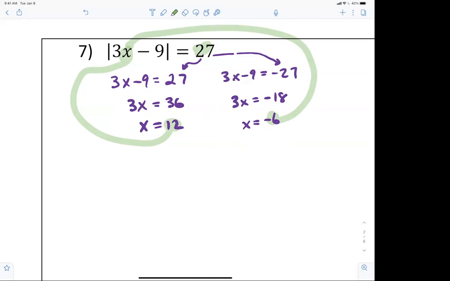Right? So if you don't believe me, all you do is 3 times 12 is 36. 36 minus 9 is 27. The absolute value of 27 is 27. If I plug in negative 6, negative 6 times 3 is negative 18. Negative 18 minus 9 is negative 27. The absolute value of negative 27 is 27. Good.